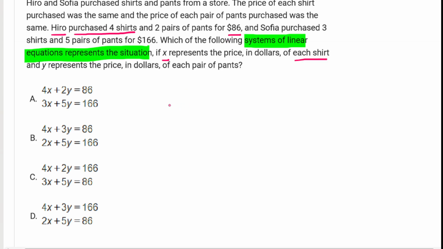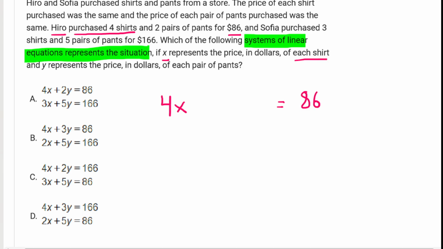So we already know that we can develop an equation that says the number of shirts that he purchased multiplied by the price of each shirt. So we need a 4x in each equation. Ultimately, he spent $86, so that's going to be equal to 86.